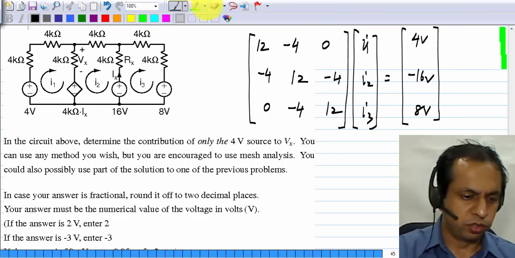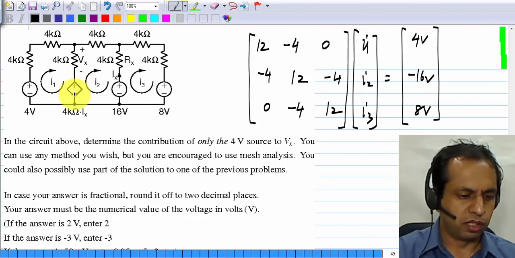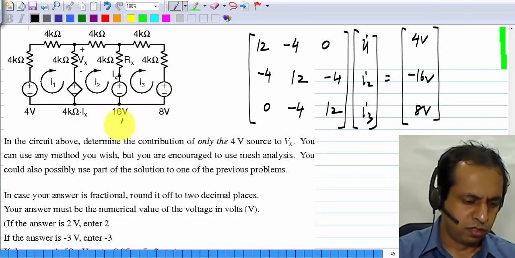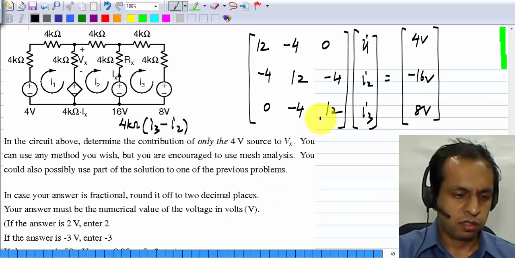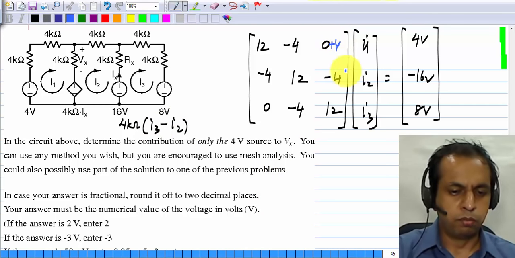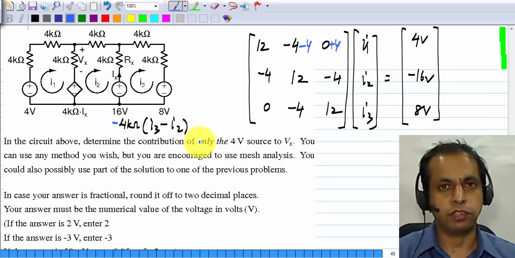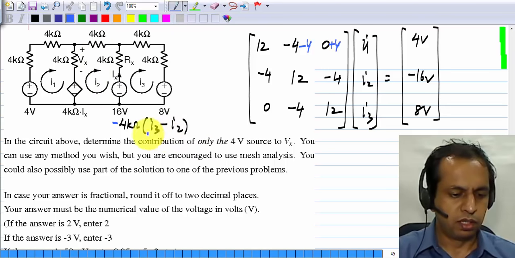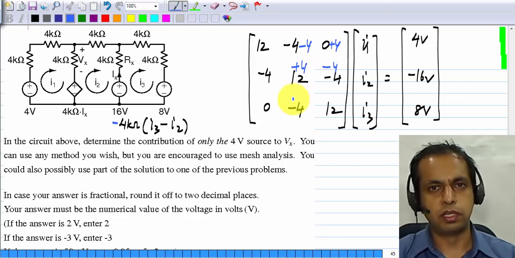Okay. But we also do have this control source, and it contributes to mesh 1 and mesh 2. And to mesh 1, it contributes an extra voltage drop of 4 kilo ohms times Ix, and 4 kilo ohms times Ix is nothing but I3 minus I2. So we have to add plus 4 to the coefficient of I3 and minus 4 to the coefficient of I2. And to mesh 2, it adds a voltage drop which is the negative of this, because the direction of mesh 2 is this way. Okay. So we have to add minus 4 to the coefficient of I3 and plus 4 to the coefficient of I2.